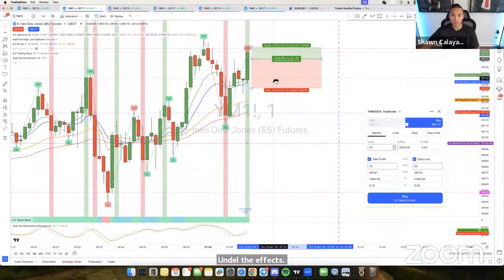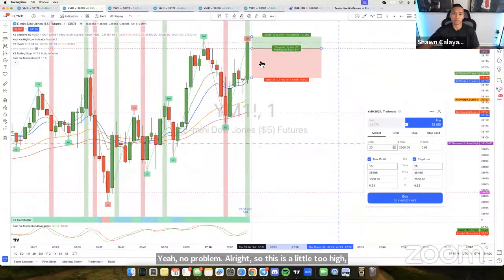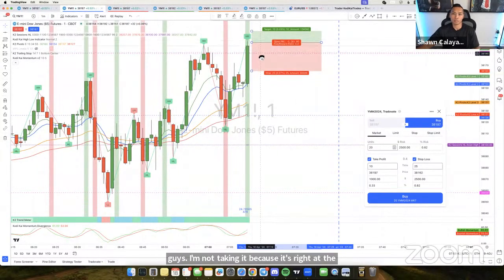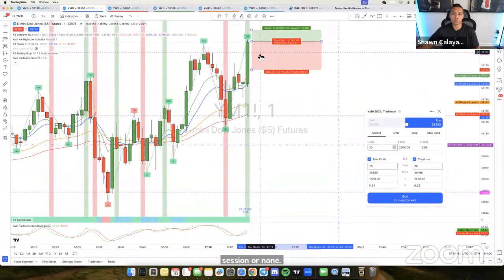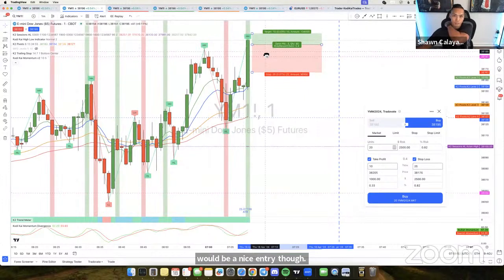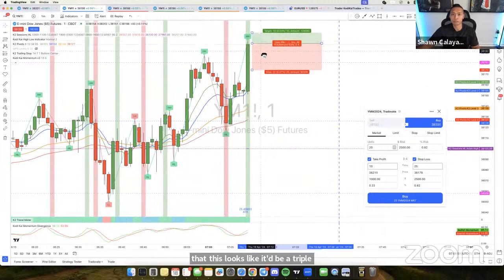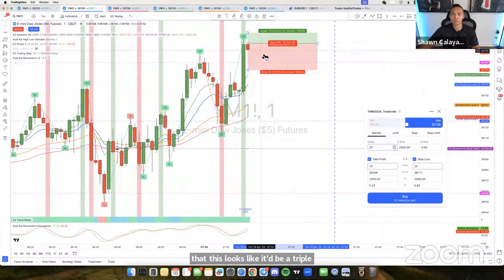All right, so this is a little too high, guys. I'm not taking it because it's right at the news price. It's just way too high. This would be a nice entry, though. I personally would have taken it if it wasn't at news price, because this looks like it could be a triple confluence, but I'm not going to risk it. And it's way too big, too. Candle's huge. So I'm not taking this here. This could set up for a breakout V3 continuation, though.